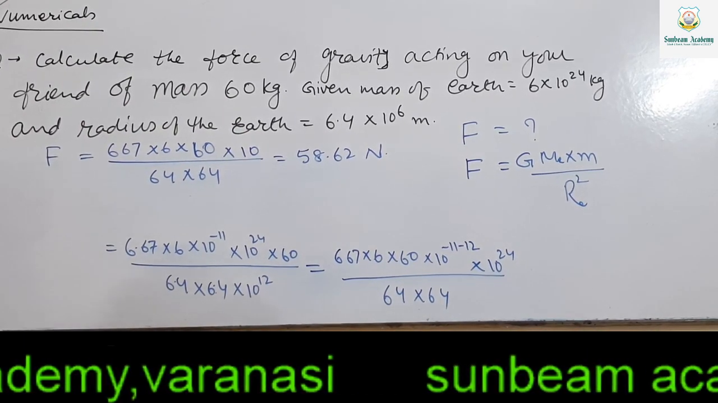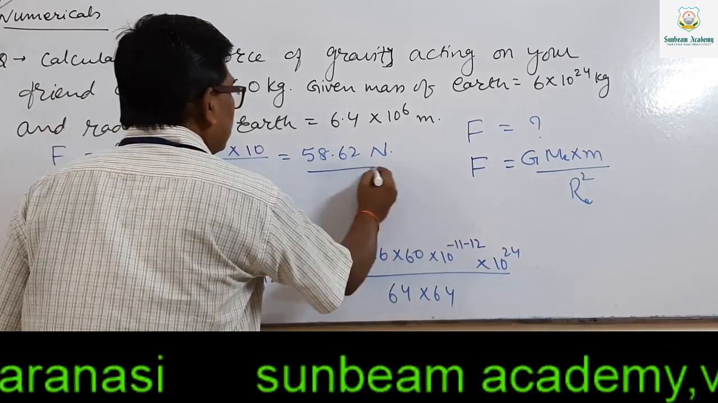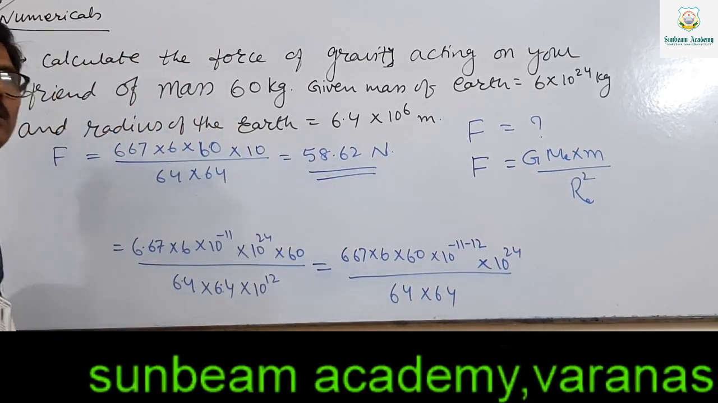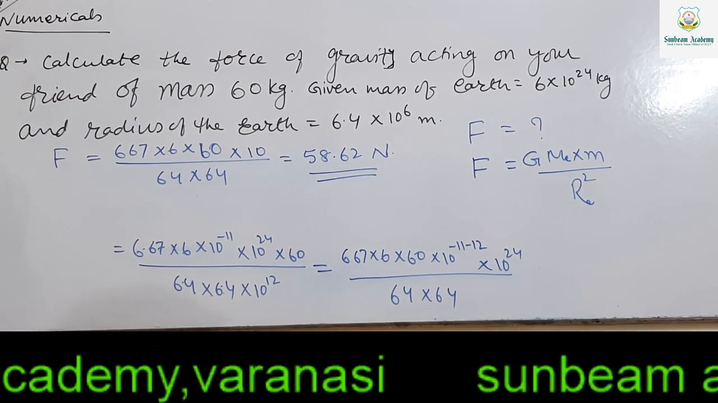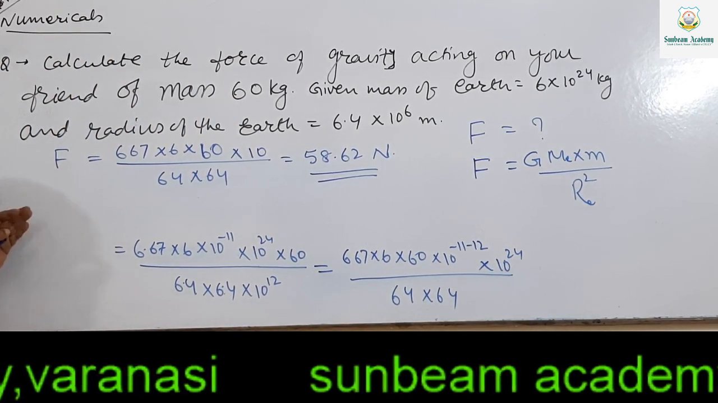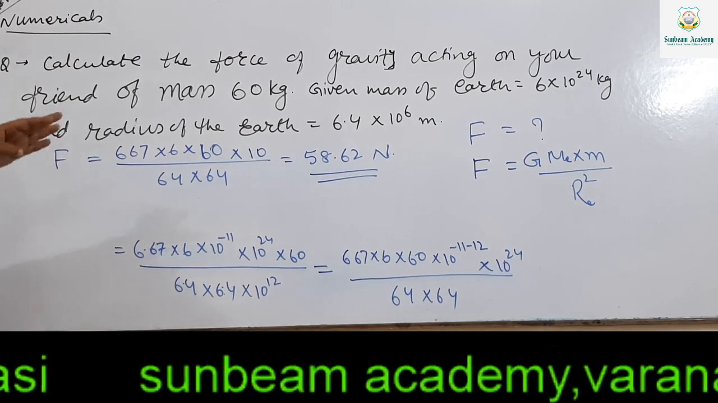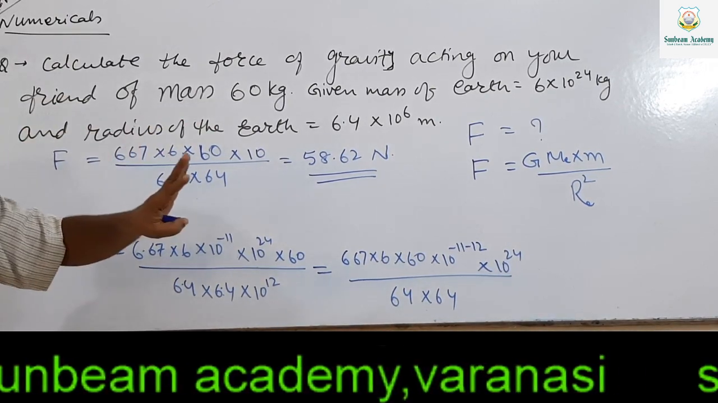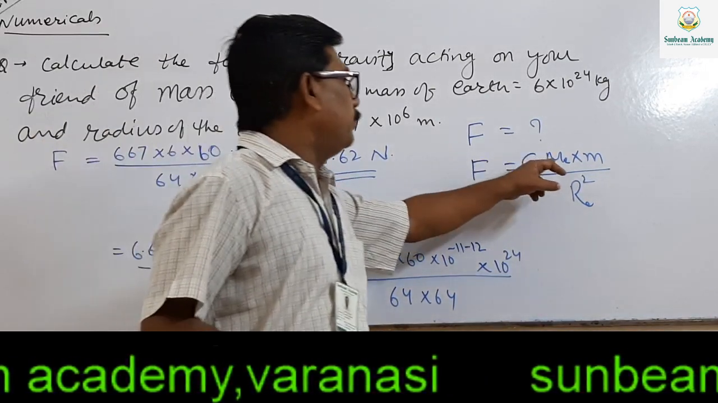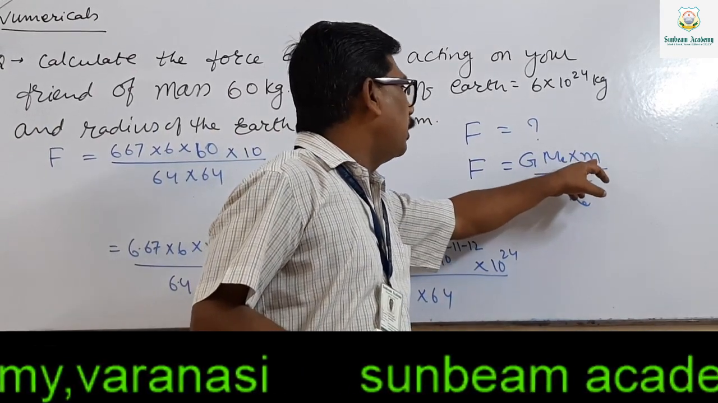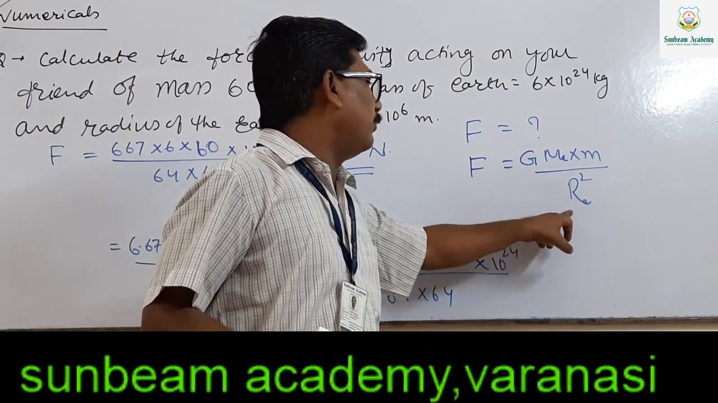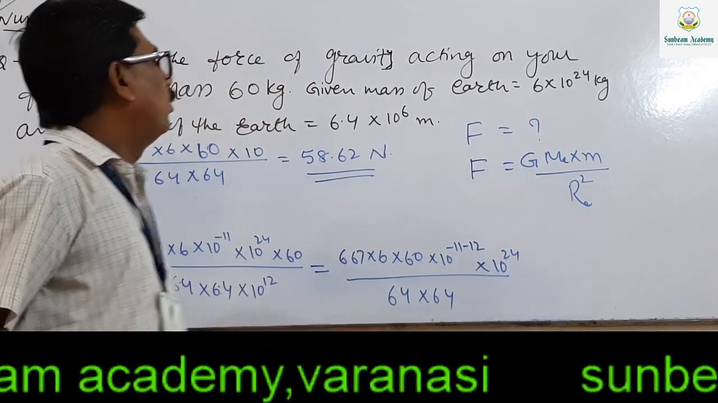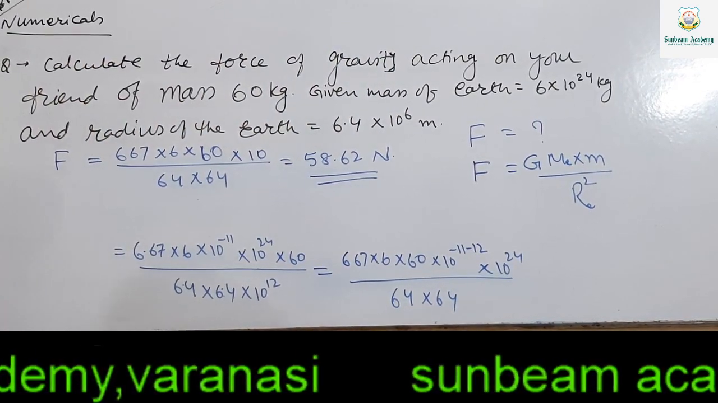So the force of gravity calculated is 58.62 Newton. It is simply directly based on the given formula. The value of the mass of the Earth is given, the value of the mass of the object is also given, the G value is given, and the R value is given. You have to calculate the force of gravitation.